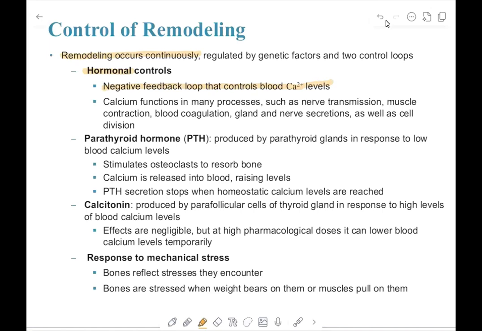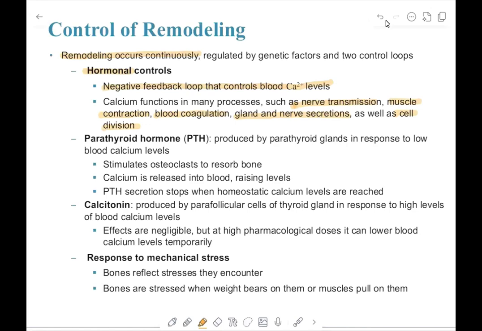And calcium is super important in the body, not just in the bone, but it's also important for nerve transmission, muscle contraction, as you'll learn about later in the semester, blood coagulation, which you'll hear about next semester, as well as gland and nerve secretion, and even cell division, which you heard about back in the cell chapter.